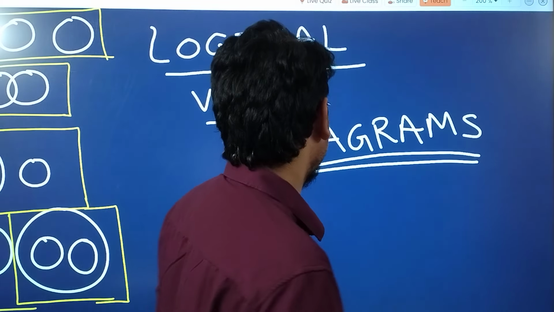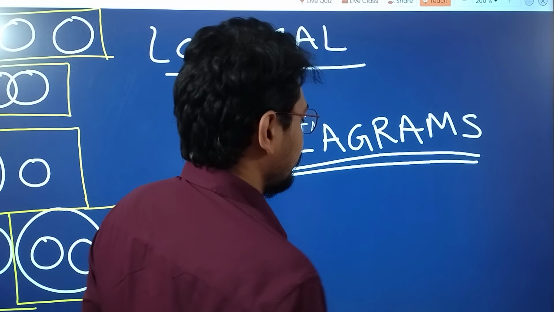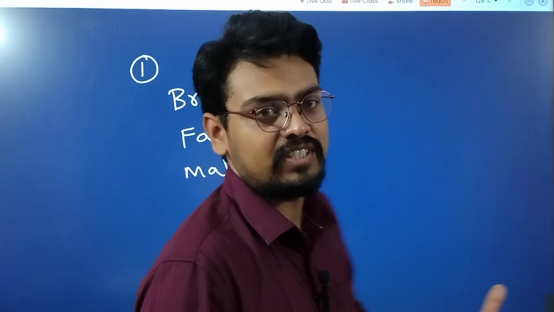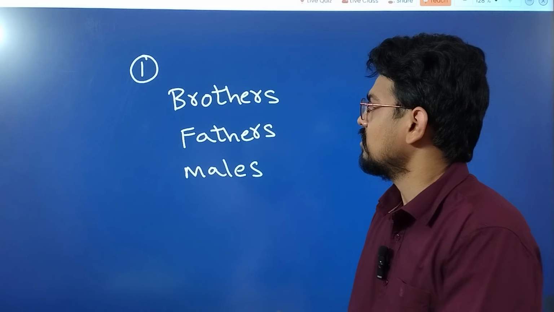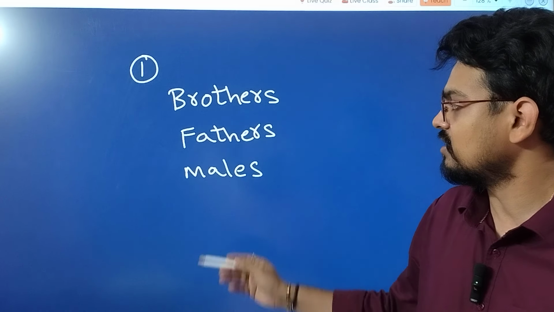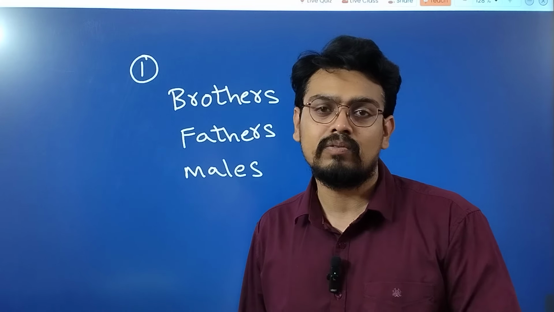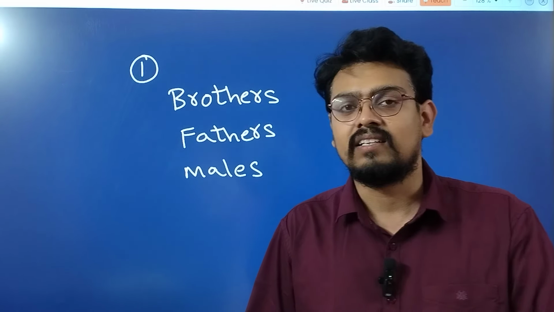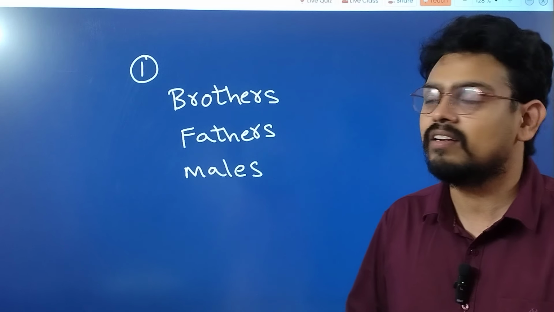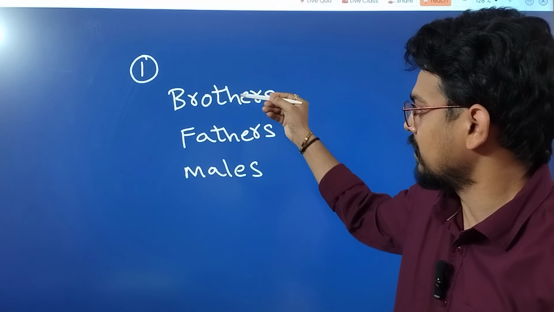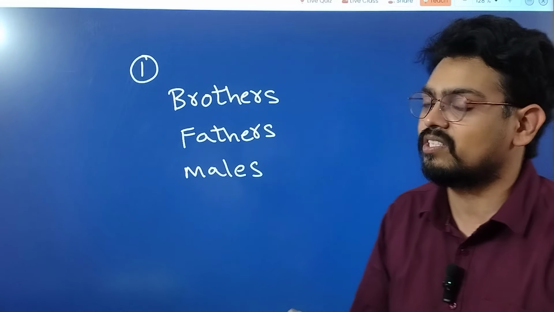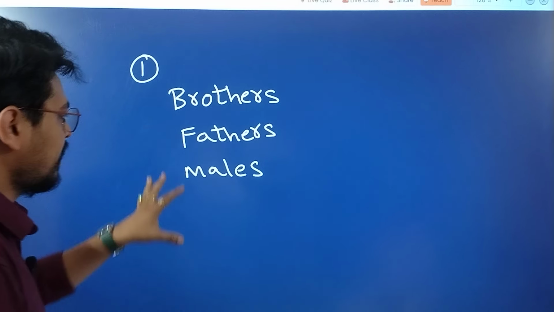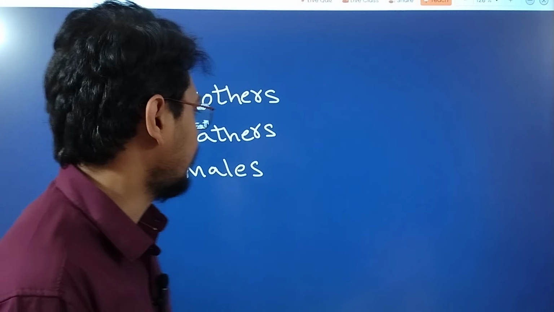Now, see, for example, the first question. Remember the topic name, logical Venn diagram. In this question, you will be having three words. One is brothers, another one is fathers, and the last one is males. So, three words, or we can call them three entities, three classes, or three characteristics. First of all, we have to identify the relation among these three. Is there any relation between brothers, fathers, and males?